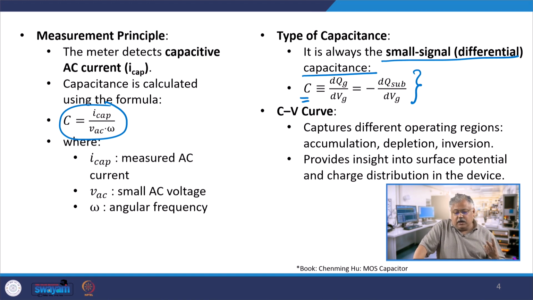First of all, why is dQg/dVg equal to minus dQsub/dVg, and why is there a negative sign? Let us understand it in this manner: when you apply an AC bias to the gate side of a MOS device, you are not adding any extra charge carriers. You are only redistributing charge carriers, and the overall charge will always be neutral.